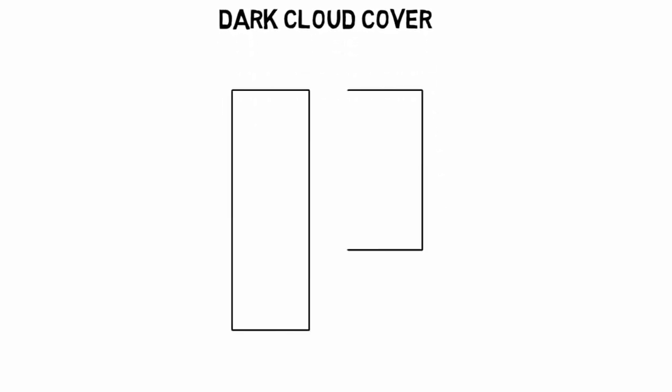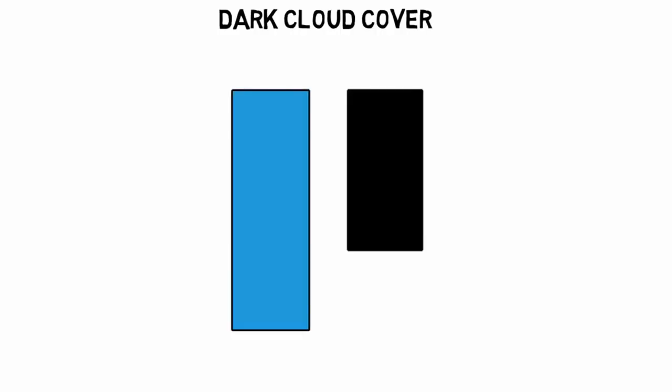Dark cloud cover is a 2-candlestick bearish reversal pattern. The first is a long bull candle. The other one is a long bear candle that closes below the middle point of the first candle. Here is how a dark cloud cover forms.